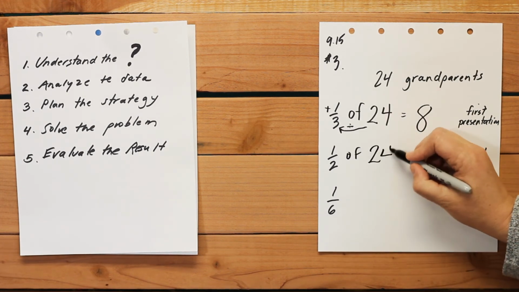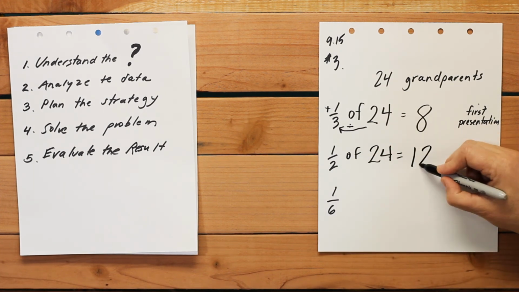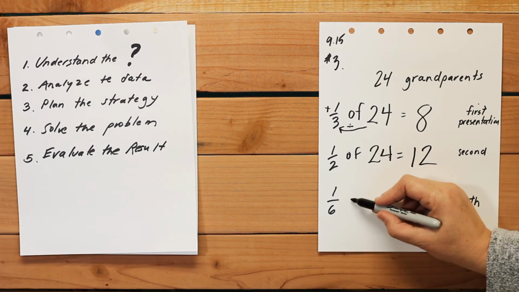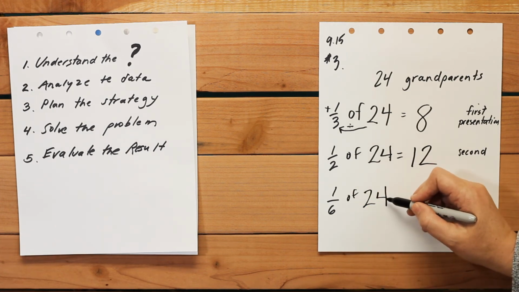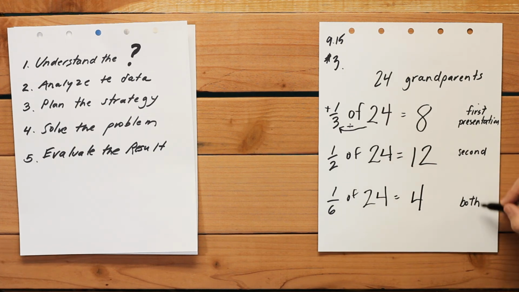1/2 of 24. Half of 24, I already know is 12. 12 came to the second presentation, and then 1/6 of 24, as I know 6 goes into 24 4 times, and 4 grandparents actually went to both of them. So try to use your problem solving path to help you with the problems.